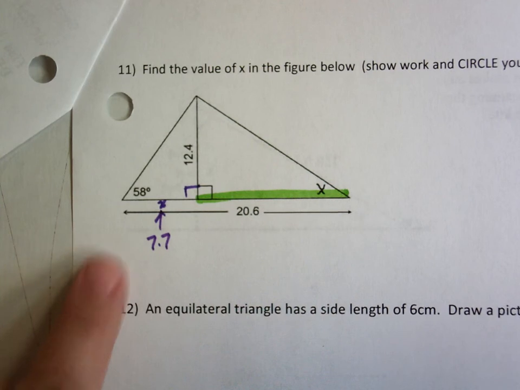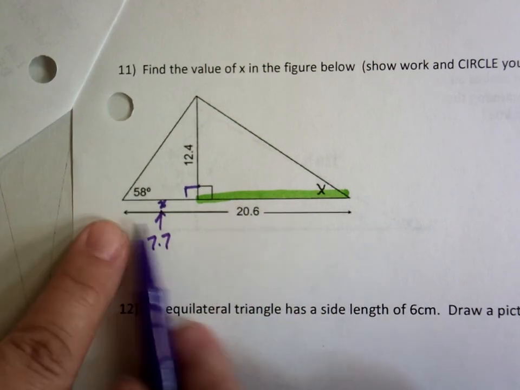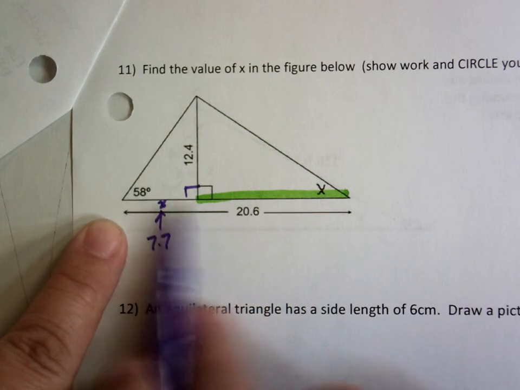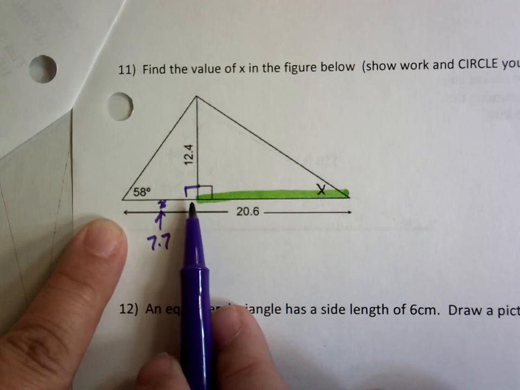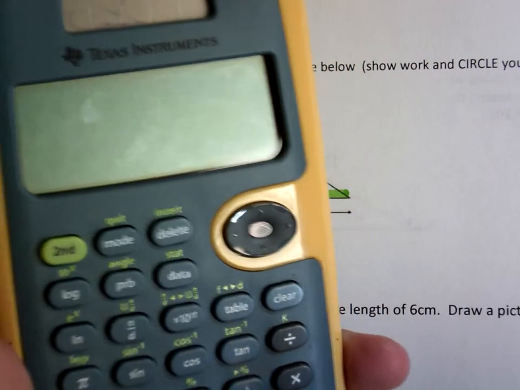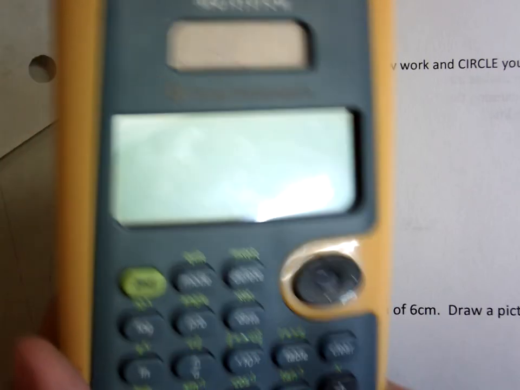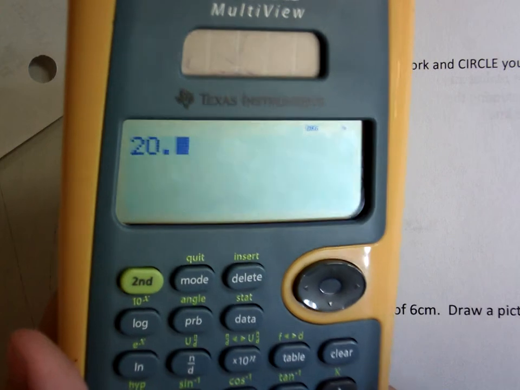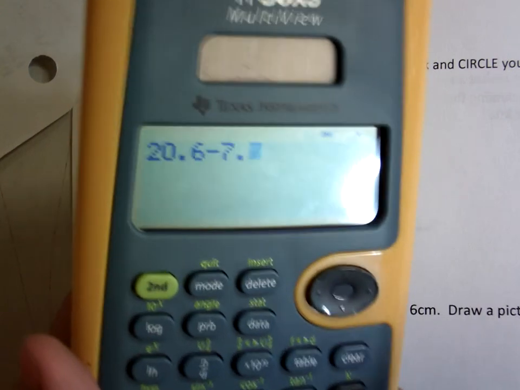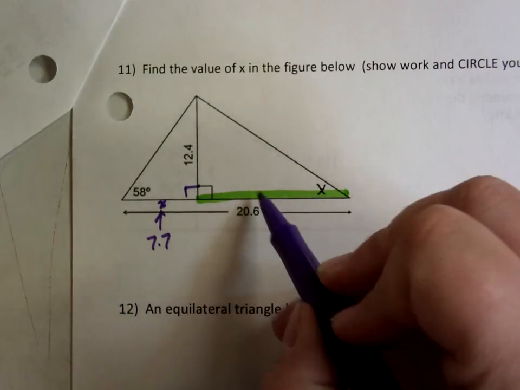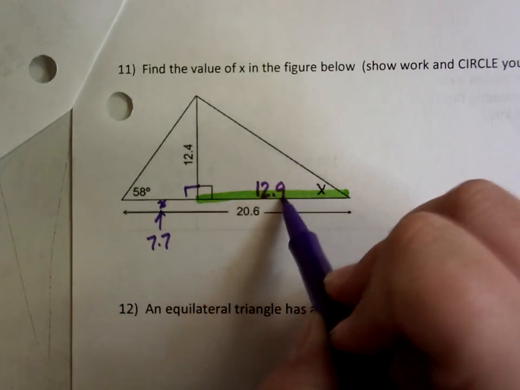So now I can figure out what this green part is because the whole thing is 20.6. This part only is 7.7. So if I subtract 20.6 minus 7.7, well, it helps if the calculator's on. 20.6 minus 7.7, I get 12.9. So this part over here that's in green is 12.9.